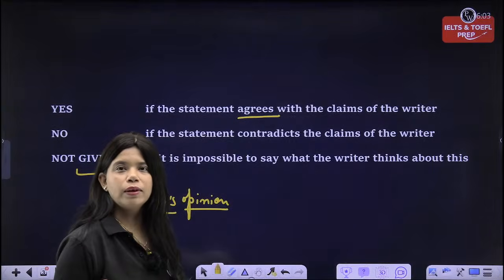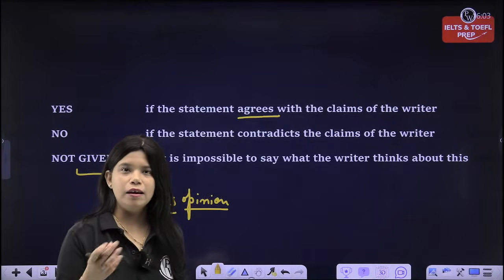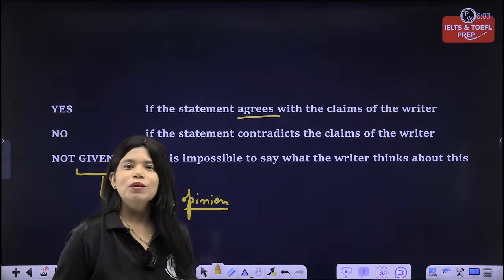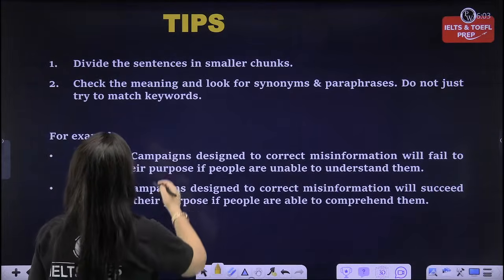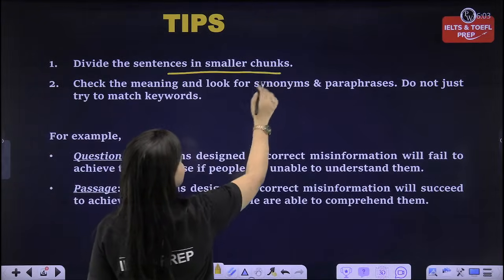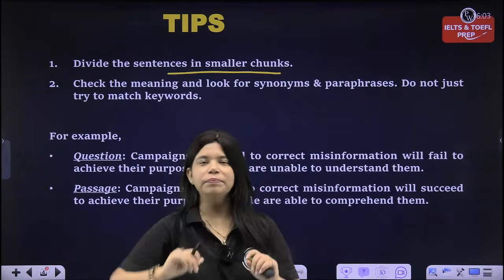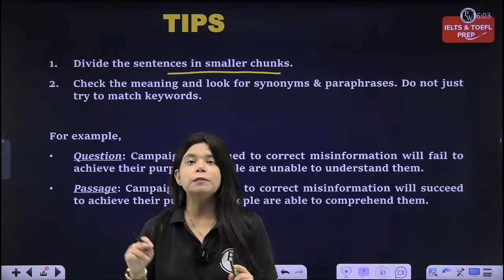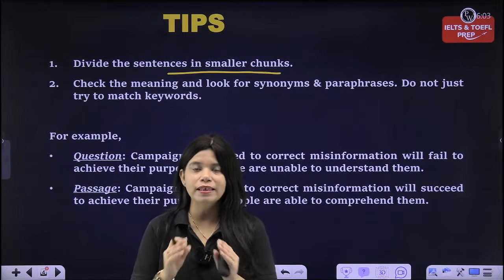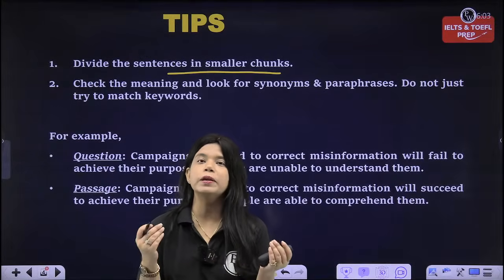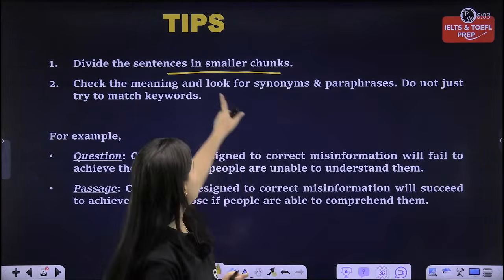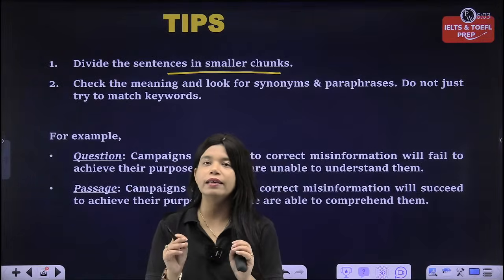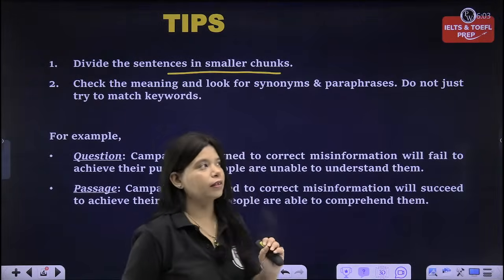Let's break it down in some small little tips so that you can do it easily. Okay, so the very first tip is divide the sentences in smaller chunks. You know what happens? In yes, no, not given, especially when they come in the third passage, the question statements become pretty lengthy, and that is when you start goofing up. We will see how we can divide the statements in small little chunks.